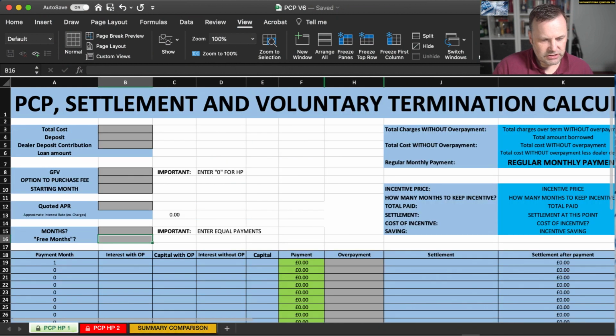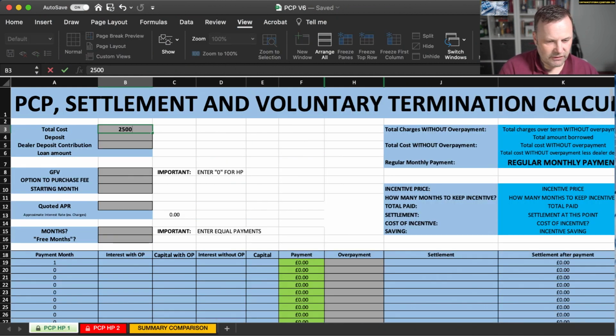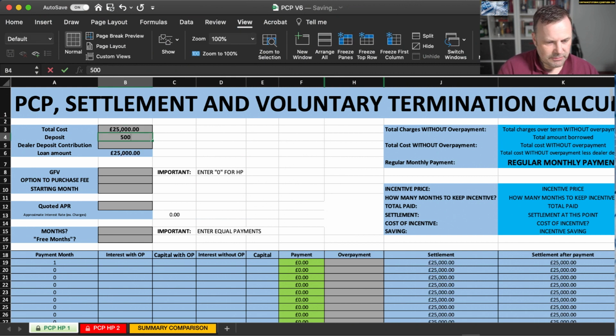So what I'm going to do is just take a very simple example. Let's say we've asked for a quote. The car is 25 grand. We're putting 500 quid deposit in. It's got a guaranteed future value of 10 grand, say. And the starting month is October 2020. And the quoted APR is 5.4.